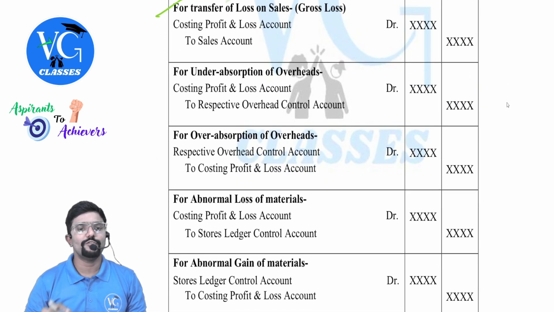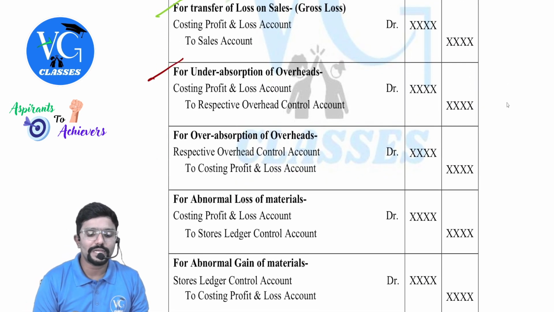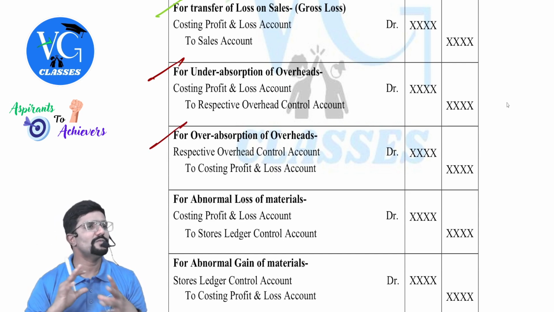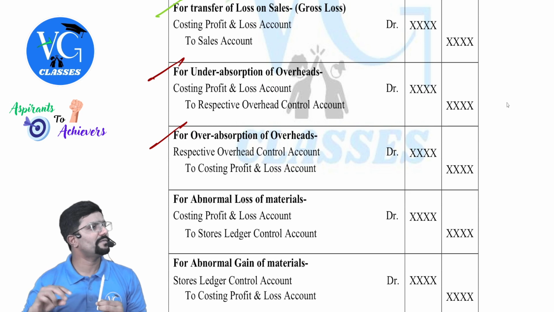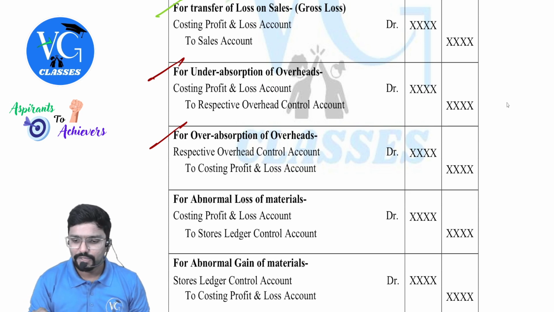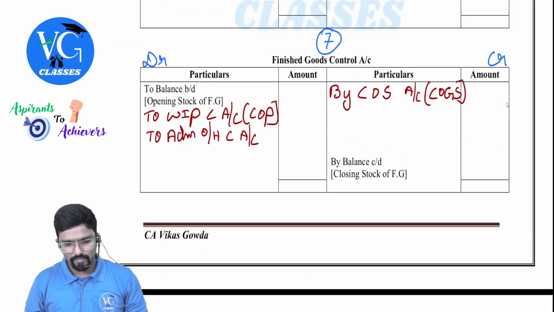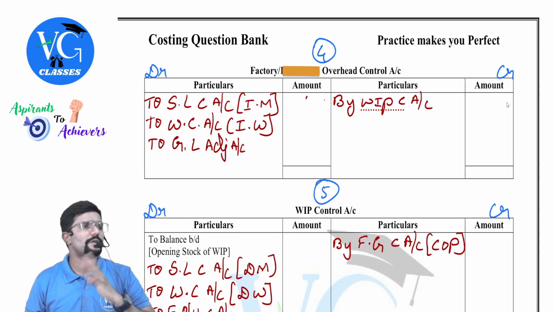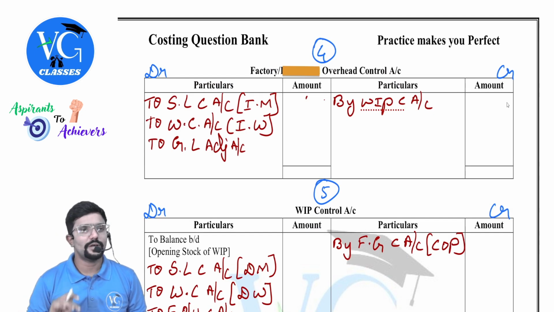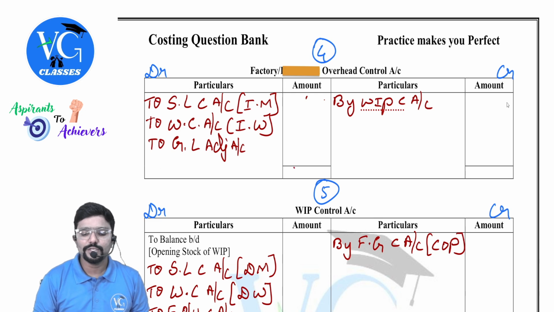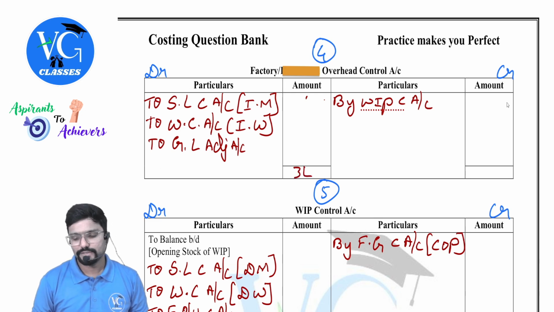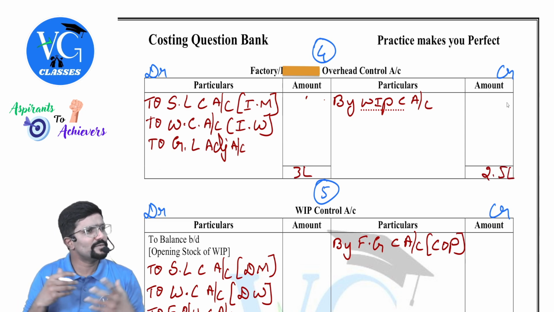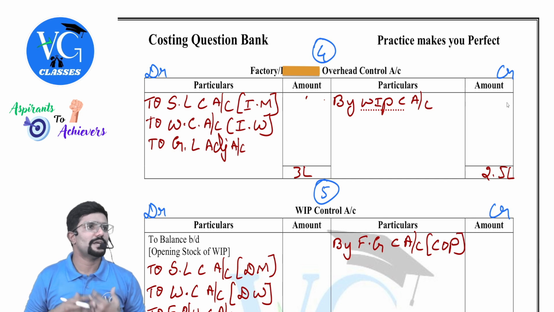For under absorption of overheads, guys, I have given the entry for both under absorption and over absorption. For one overhead, we will take under. For one overhead, we will take over. Listen. For factory overhead, we will take it as under absorption. Sir, incurred assume is 3 lakh, absorbed is 2.5 lakh. Debit balance is more or credit balance is more? Debit balance. How will I close it now? Transfer it to costing P&L account.